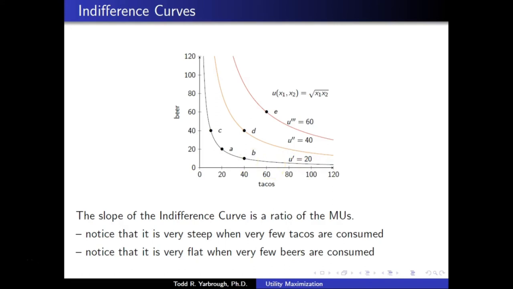Okay, so the other thing that's important about the slope of the indifference curve is that it helps us establish our optimal bundle. Specifically, because our optimal bundle is going to be determined by our willingness to consume beer and tacos, or X1 and X2, we want to think about this.